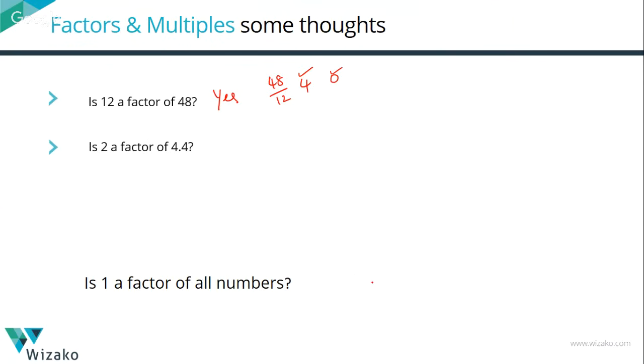Is 2 a factor of 4.4? Looks like it. 4.4 by 2 is equal to 2.2. Looks like it's a factor. Hold on. Don't jump. Don't forget the definitions that we have. What did we say as a definition? A number f is a factor of a number n when two conditions are satisfied. The remainder should be 0. The quotient should be an integer. When 4.4 is divided by 2, the value is 2.2.